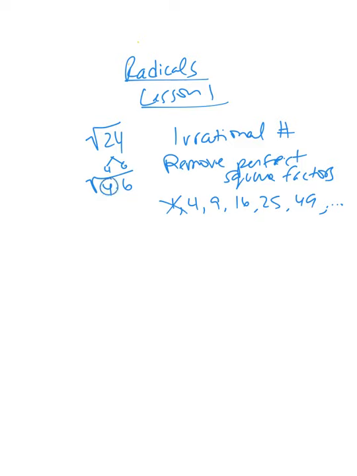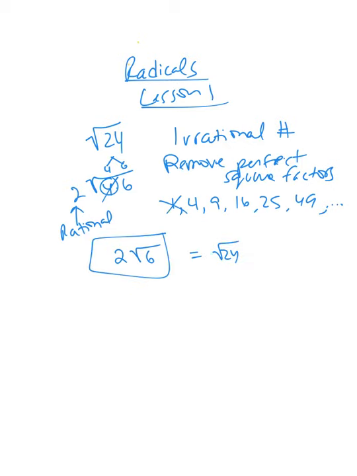And since the square root of 4 is 2, I put that on the outside. 2 is rational. But what's left, the square root of 6, is irrational. So we simplify this as 2 times the square root of 6. That is equal to the square root of 24, but it's been simplified. Just like you would simplify a fraction to lowest terms, you're simplifying a radical.